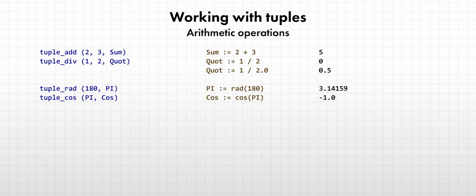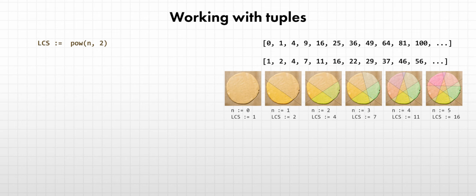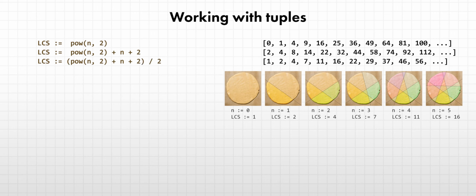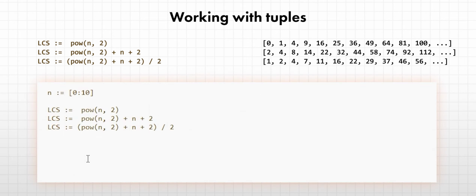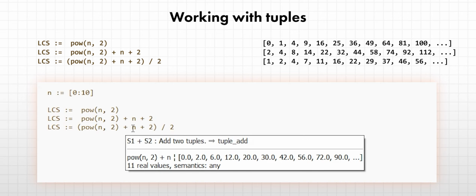Using operations like these and the inline operations, we can already do some cool stuff. For example, we can compute the lazy caterer sequence. This sequence describes the maximum number of pieces that can be cut from a cake using a given number of straight cuts, n. To do this, we calculate n to the power of 2, add n and 2, and divide this by 2. When developing or debugging expressions like this, HDevelop provides intermediate results when hovering over them with the mouse.